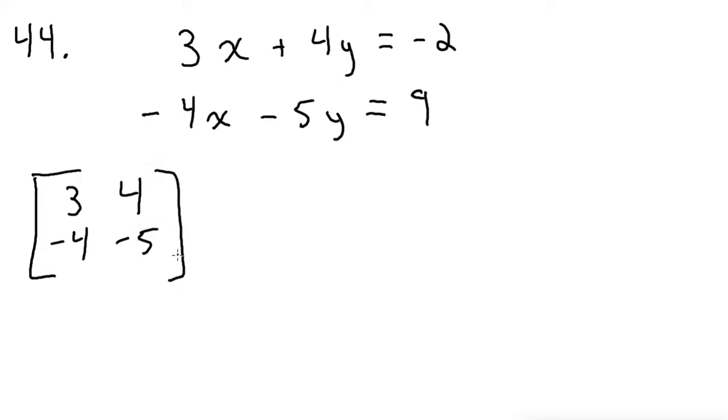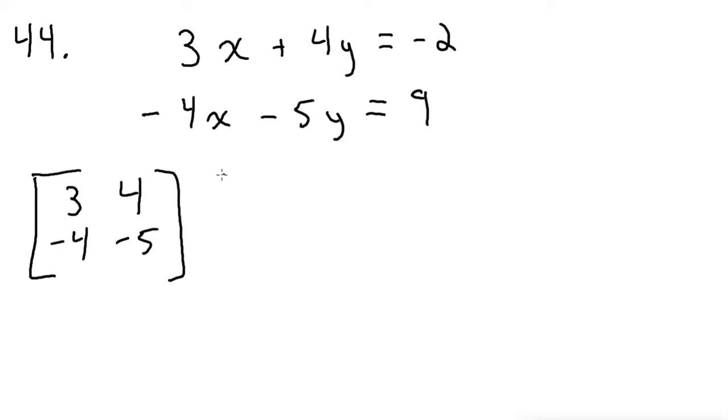Now, it's important that whenever you do this, you have to make sure the x's are lined up and the y's are lined up. Because if you don't, you'll get these numbers in the wrong spots. So the first thing is make sure that you have the x's and the y's on one side and the numbers that don't have a coefficient on the other side.